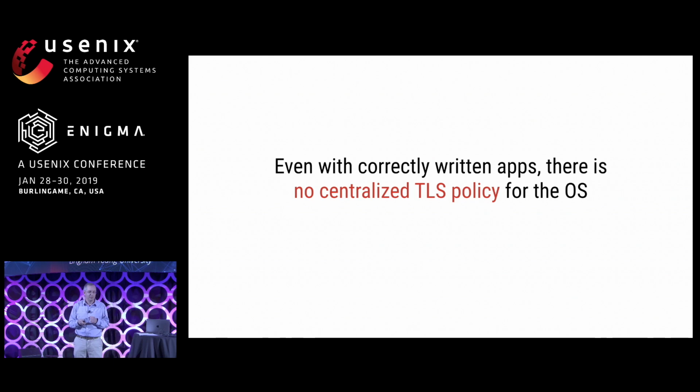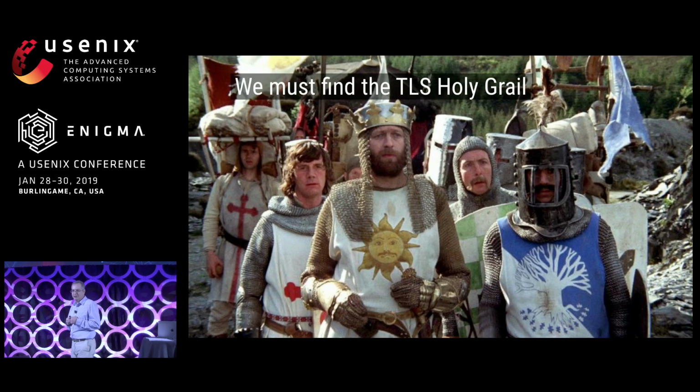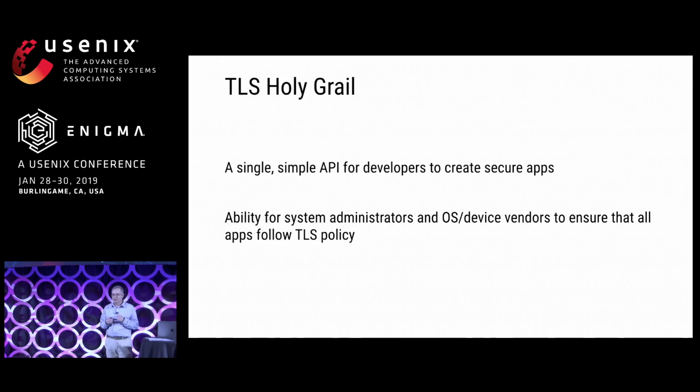So I want you to join me on a quest. We're going to find the TLS Holy Grail. We're going to see if we can do this, okay? Now, what do I mean by the TLS Holy Grail? I mean two things. First of all, a single, simple API for developers to use so they can create secure applications and use TLS properly. And second of all, the ability for system administrators and OS or device vendors to ensure that all the apps on a particular machine or device follow some good TLS policy.